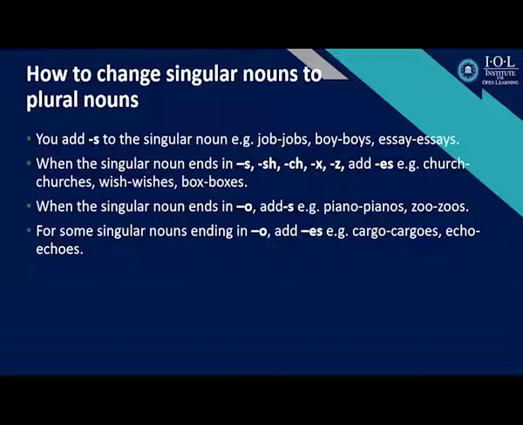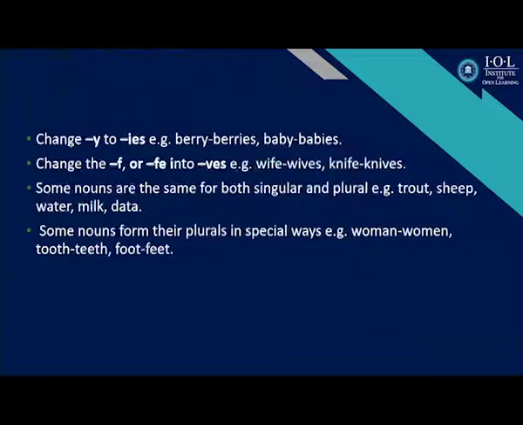And for some singular nouns ending with O, you add ES, such as cargo becomes cargoes, echo becomes echoes. If it ends with a Y, you change it to IES, such as berry becomes berries, baby becomes babies. If it ends with F, you change it to VES, such as wife becomes wives, knife becomes knives. Some nouns are the same for both singular and plural, such as troop, sheep, water, milk, and data. While some nouns change their orthography, such as woman becomes women, tooth becomes teeth, foot becomes feet.